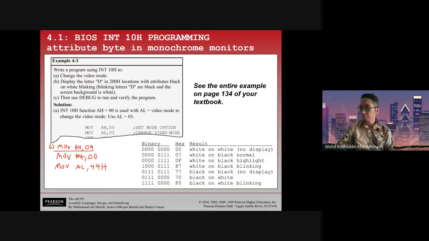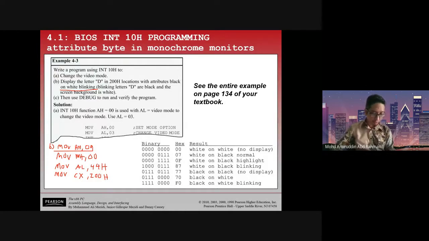And then you nak display this character dalam 200 location, with the attribute splat. So you kena specify dekat CX. You kena specify dekat CX, 200. And then apa lagi yang dia nak? With attribute splat on white blinking. So blinking letter D tu color white lah.